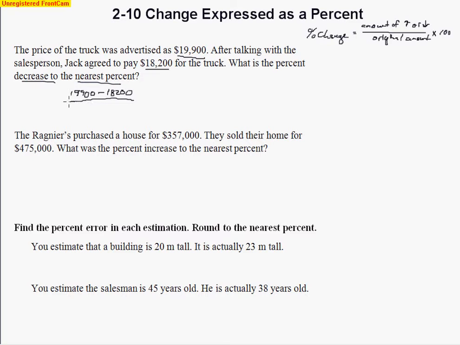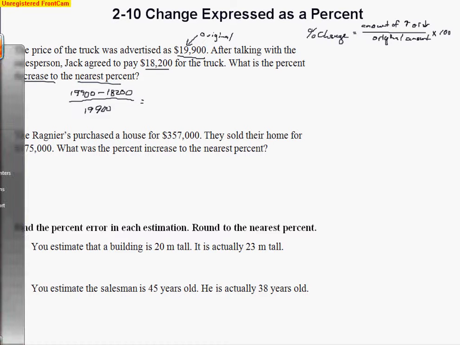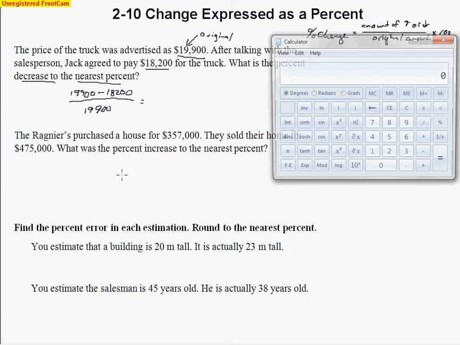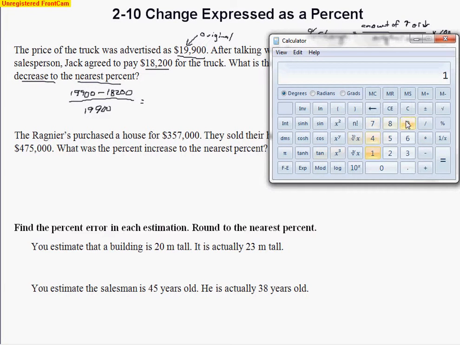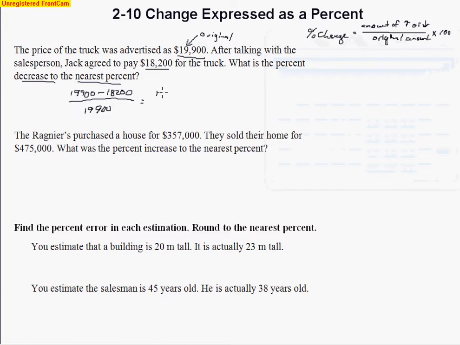And once we do that, we have to figure out what is the original amount. Well, the original amount is the starting point. And so that is that 19,900, and that's what we're going to end up dividing by. And so we go ahead and do some work there. I'll pull up the calculator and we'll do 19,900 minus 18,200. And that leaves us with 1,700.